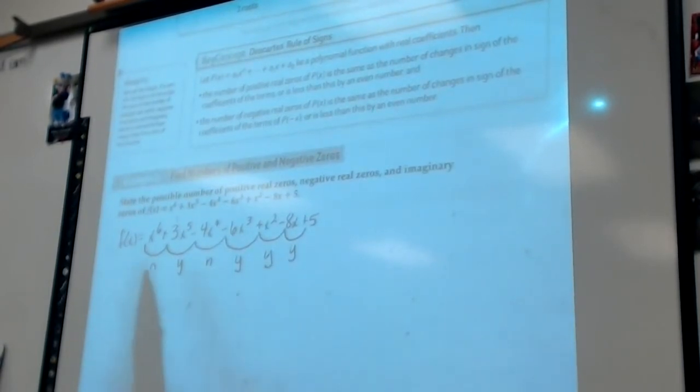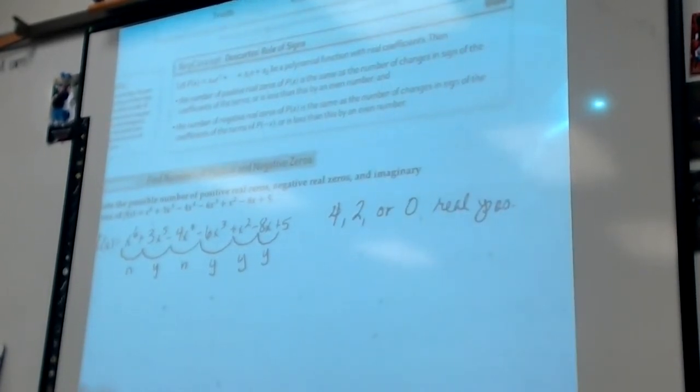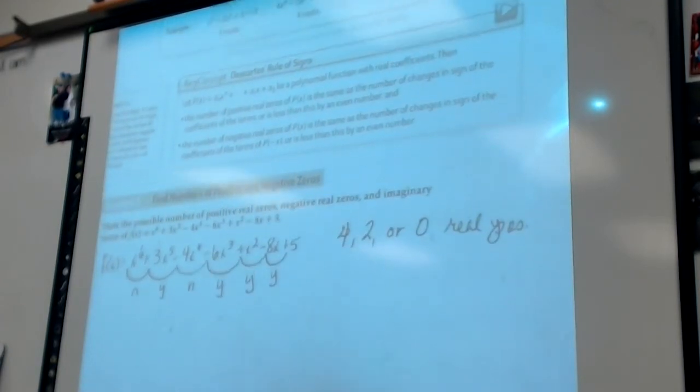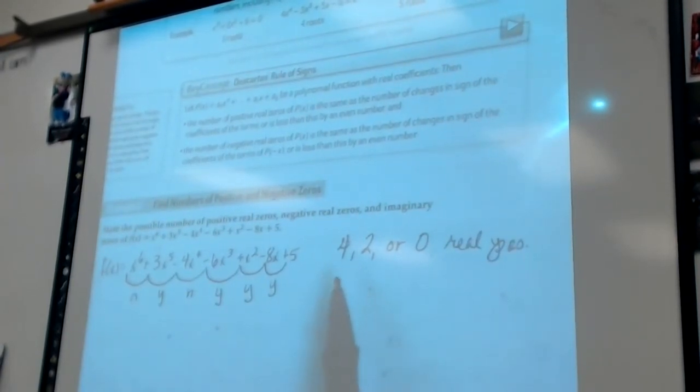So Descartes' rule of signs says that we got 4 yeses, so 4 sign changes. So that means there's going to be 4, 2, or 0 real positive roots. And that's what it means by less than this by an even number. So we got 4 sign changes, so less than that by an even number. So in other words, just subtract 0. Subtract 2. Until you get to 0. So that's the answer, 4, 2, 0. That's how many real positives there are going to be. There could be 4, there could be 2, or there might not be any.